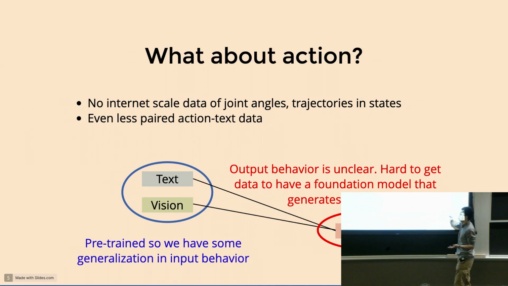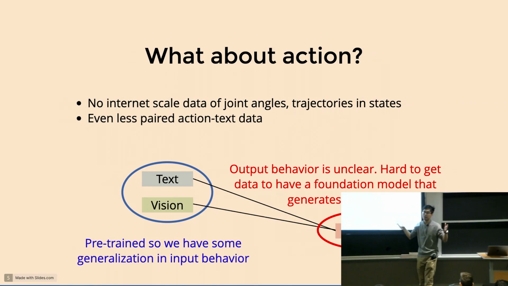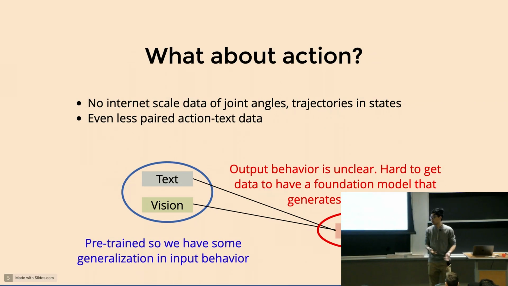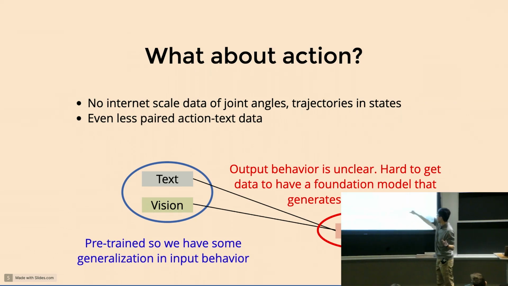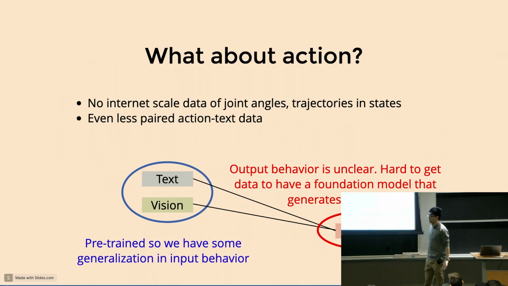However, here you want to output actions, and there is no large-scale model that's trained to output actions, at least not at the level of ChatGPT yet, because your output behavior here is unclear. It's hard to get data to have a foundation model that generates actions. Who annotates actions on the internet? Who writes joint angles into your Twitter post? You always put an image there instead of writing your joint angles. "Today I moved my hand 2 degrees to eat this delicious meal." Nobody writes that, right? You don't have action data on the internet.